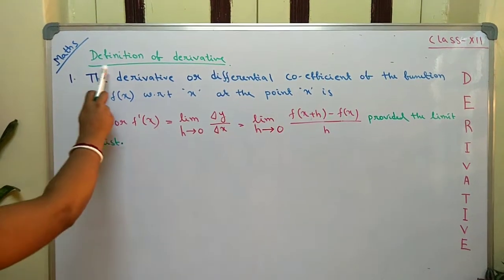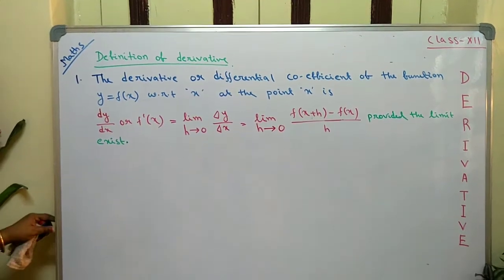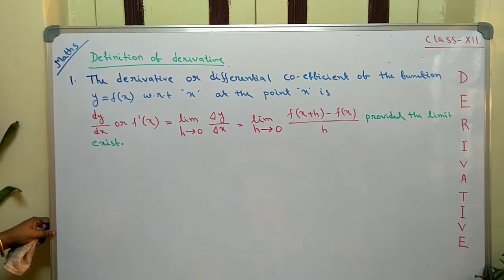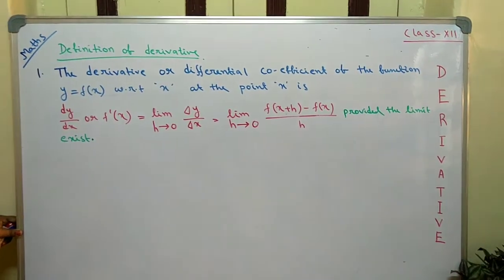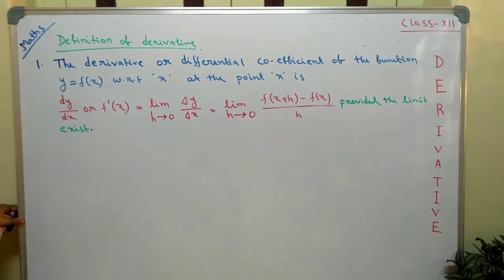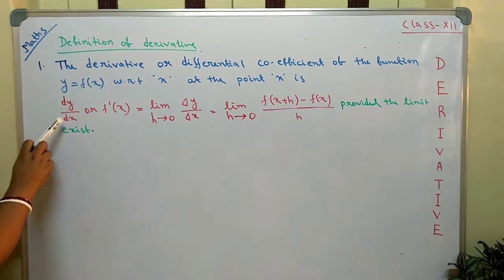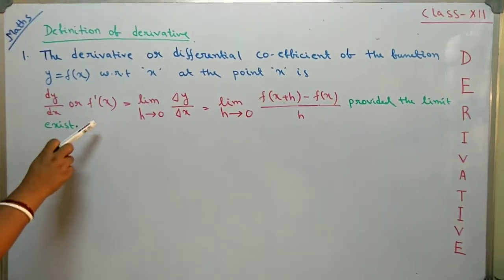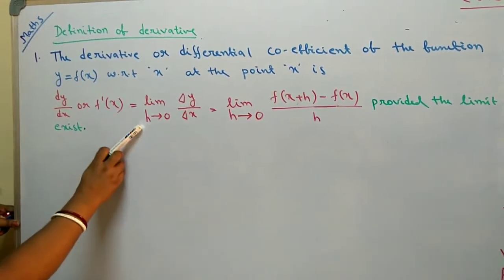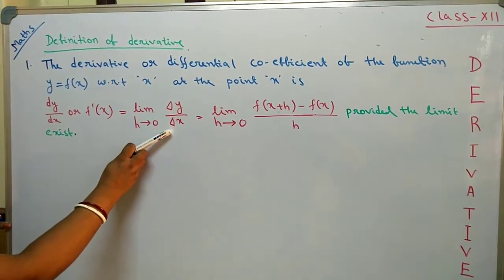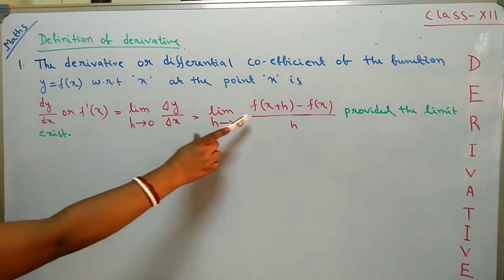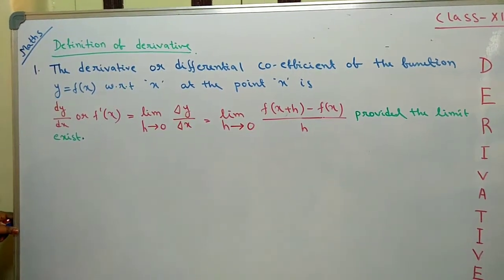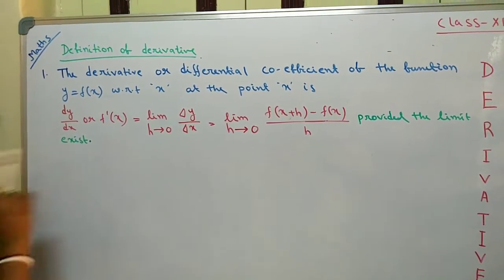Okay, the definition of derivative. The derivative or differential coefficient of the function y equal to f(x) with respect to x at the point x is dy/dx or f'(x) equal to limit h tends to 0 of del y by del x, equal to limit h tends to 0 of f(x plus h) minus f(x) by h, provided the limit exists.